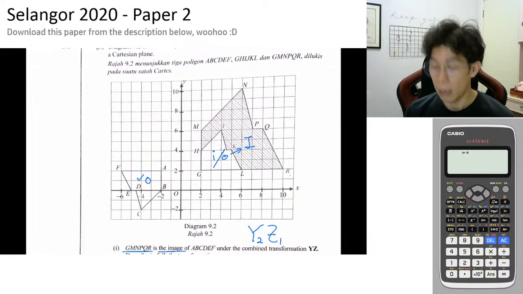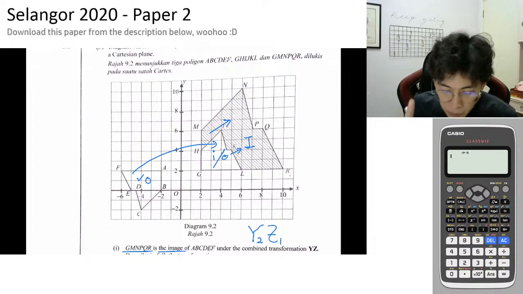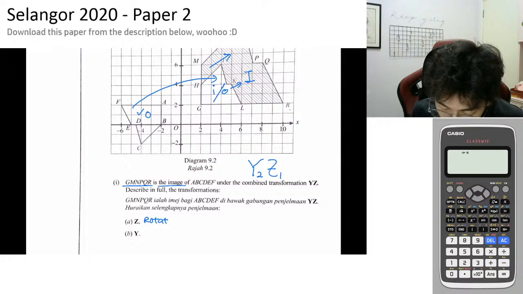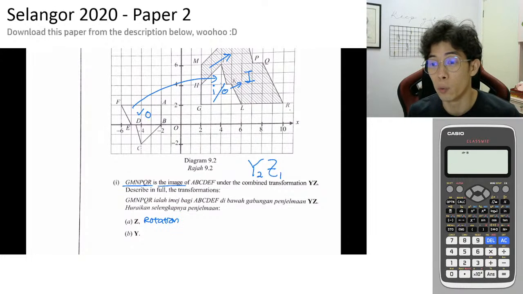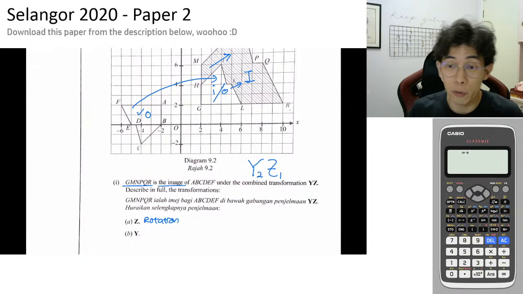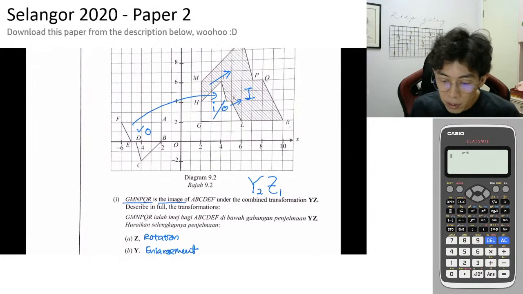Now, what happens is, I'm going to do this and then this. So the first part, I know already, Z. Z is your rotation, so I write it down. Of course, the last one, you know what happened already. The last one is obviously enlargement. Later I'll do that. So, let's do the rotation.